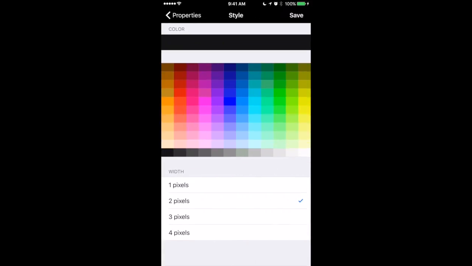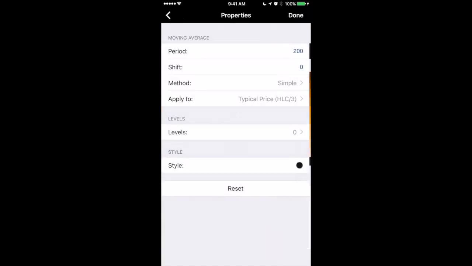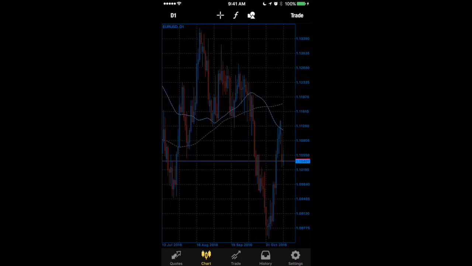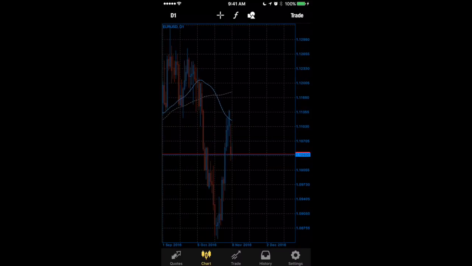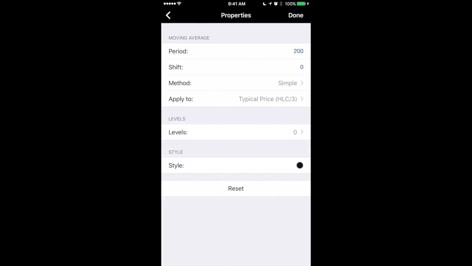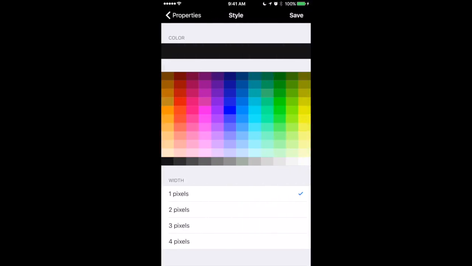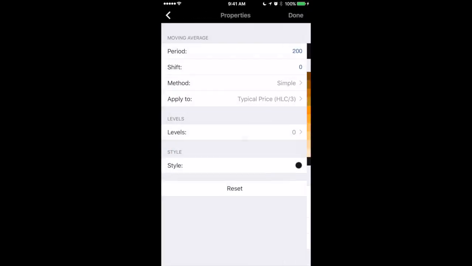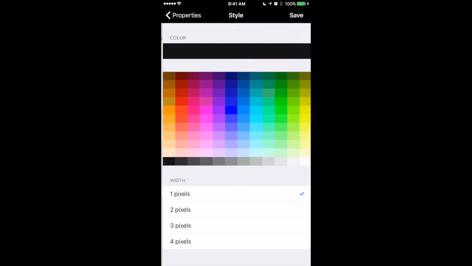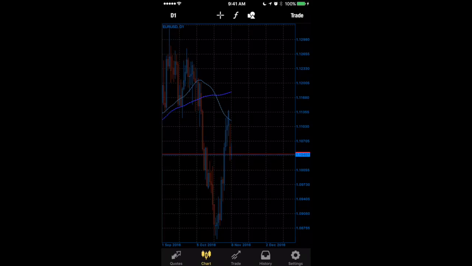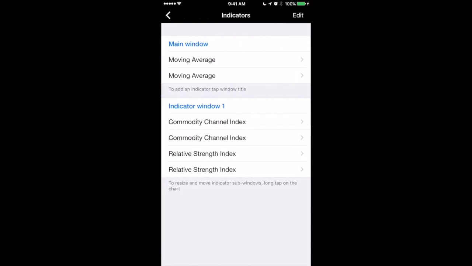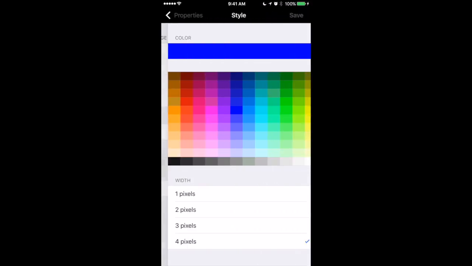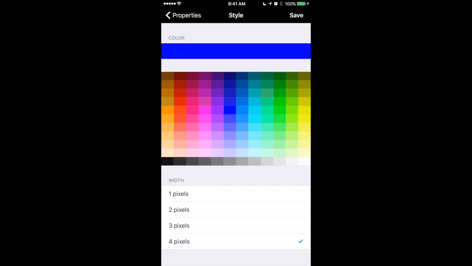You can come here, change styles, change the widths, so it'll be a little bit thicker line. Should be anyway. I don't know why it's not. I guess it's black. I don't know what that is. I guess it's the second part of the line. Anyway.